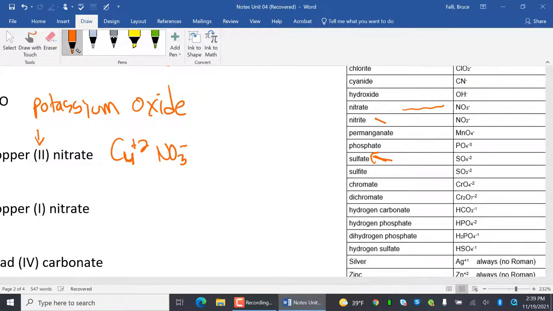NO3 negative. Now, when I do this, do you see how I need a nitrate and I need another nitrate? I need two negative ones to cancel that. The way that's going to look is Cu(NO3)2, and it's read taken twice, because I have two nitrates.